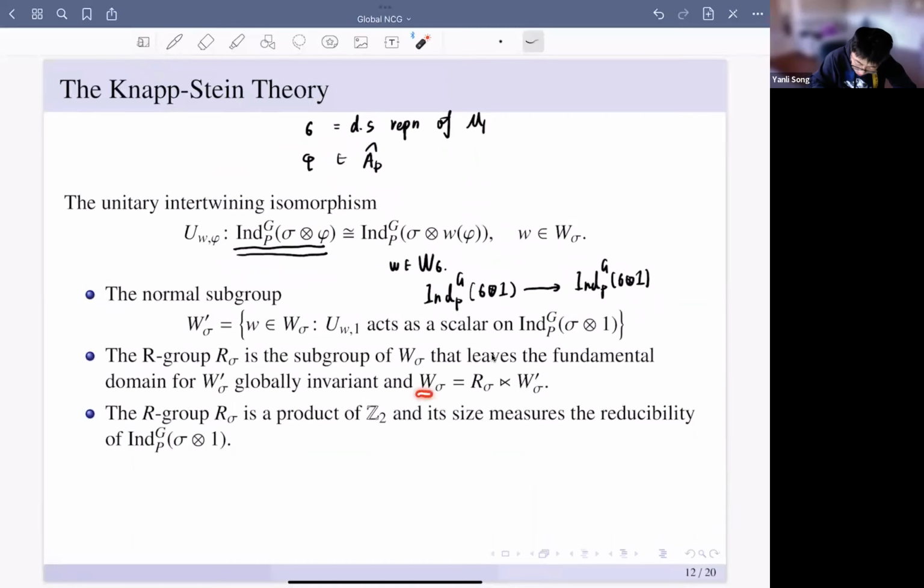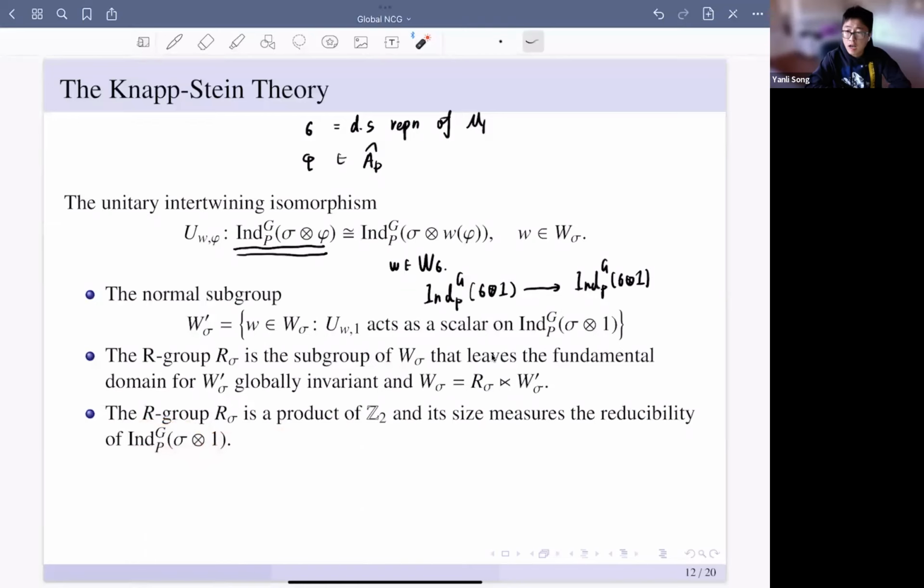Knapp and Stein show that this Weyl group has the following structure. It has an R group. So this W sigma can be written as the R group semidirect product with this normal subgroup. And this R group is very important. On one hand, this R group is very simple, because it is just a product of Z2. So it is always in the form of Z2 times Z2 times Z2. And this R group is very subtle in the sense that it actually measures the reducibility of the parabolic induced representation from trivial phi.